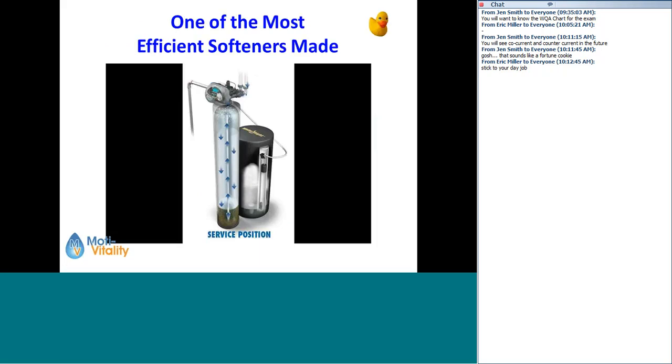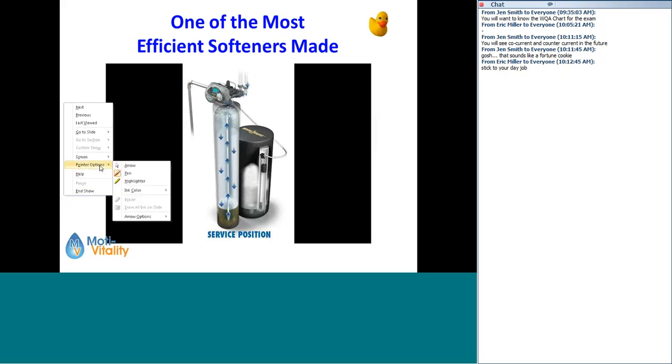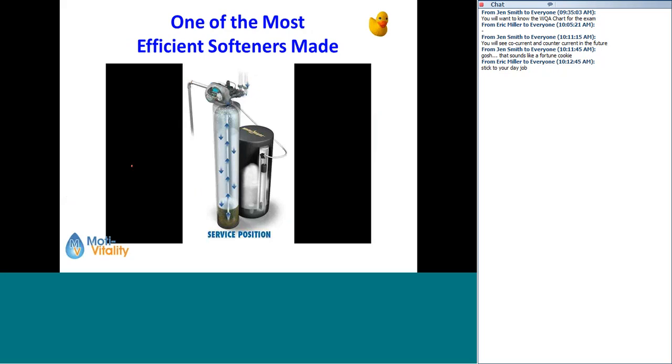This is a Water Right softener. It's an evolved system, a very good softener, and they were kind enough to let me use the graphics on this. And so this is the service position.